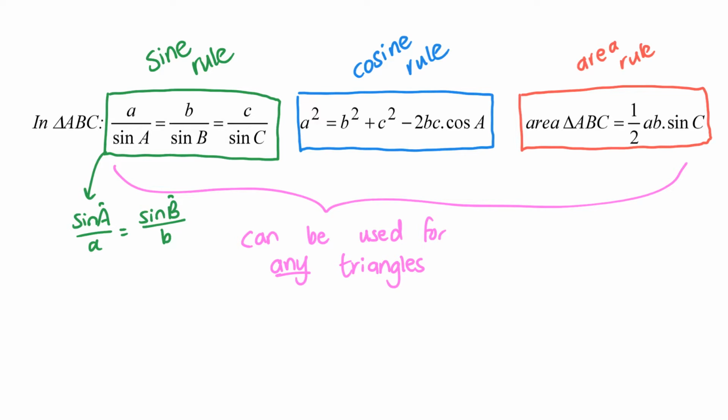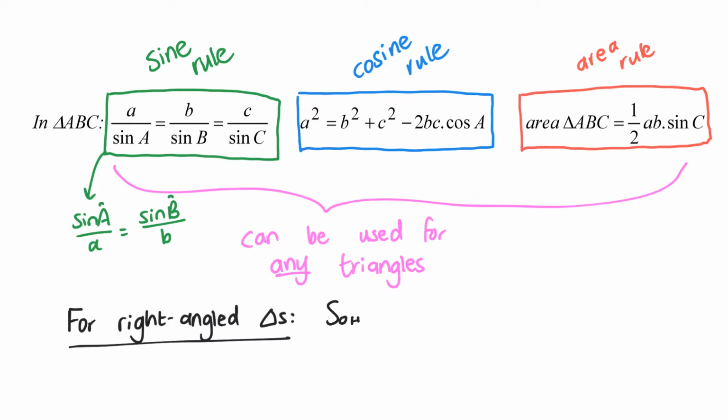Now for right-angled triangles, remember that you can use SOHCAHTOA, meaning that sine is opposite over hypotenuse, cos is adjacent over hypotenuse, and tan is opposite over adjacent, and also that the area is half base times your perpendicular height. And these rules only work in right-angled triangles. However, your sine, cosine, and area rule can be used in any triangles.